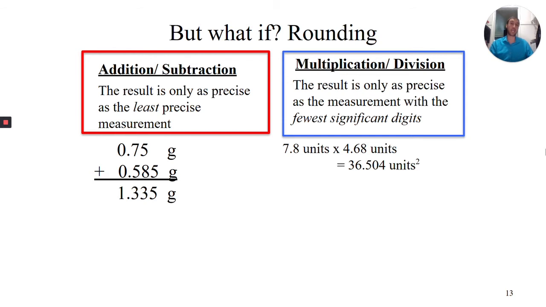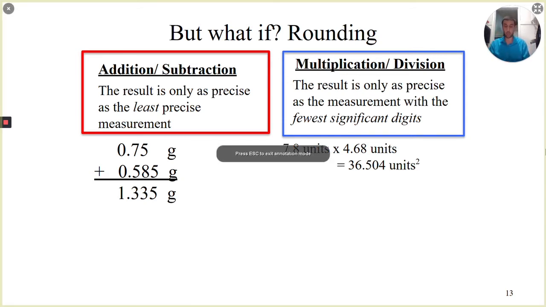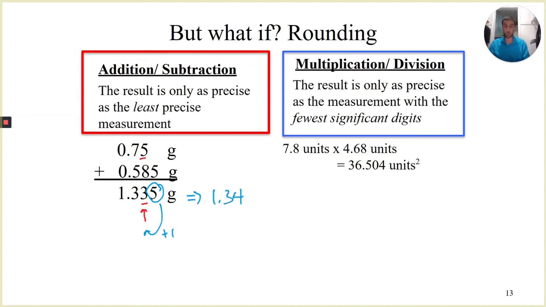If we're looking at addition and subtraction, we've got another example. When we add those two up, we're only allowed to report to the hundredths place. We look at that next number. If that number is 5 or larger, we add 1. So our calculation becomes 1.34 grams.